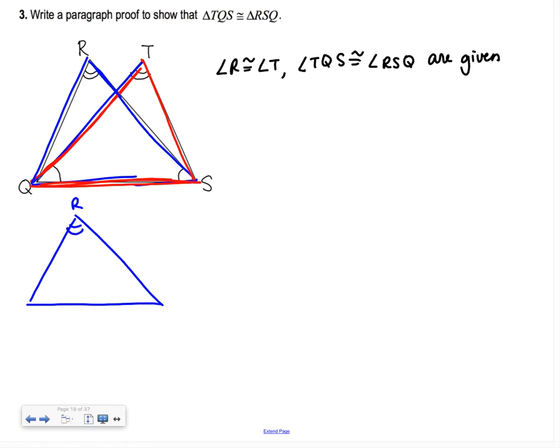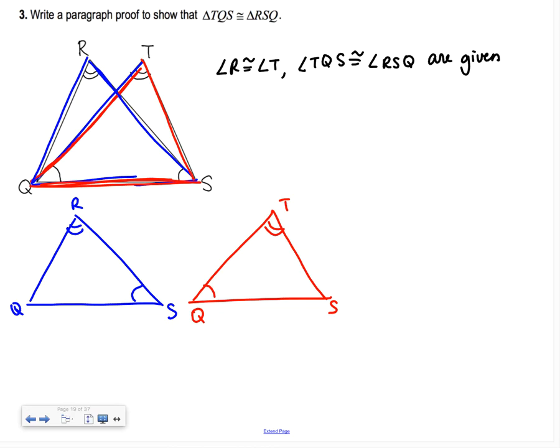So we have RQS, and then we have the red one, which is TSQ. This is always a great method to try if you're not sure what's congruent to what. We had those two angles were the same. And then in the blue triangle, angle S, so RSQ, was the same as the red triangle's TQS. Okay, so we're nearly there.